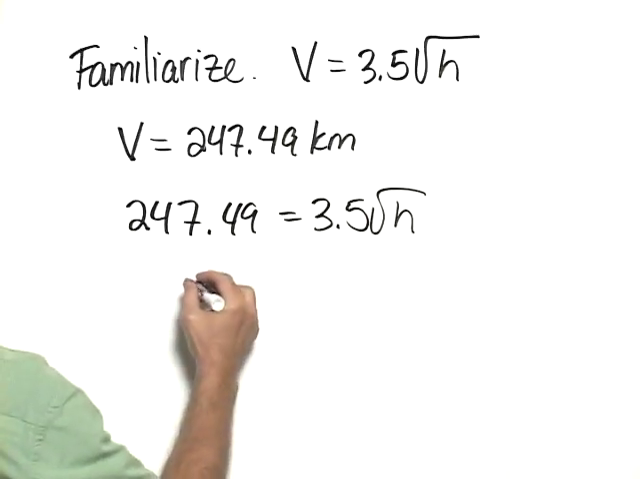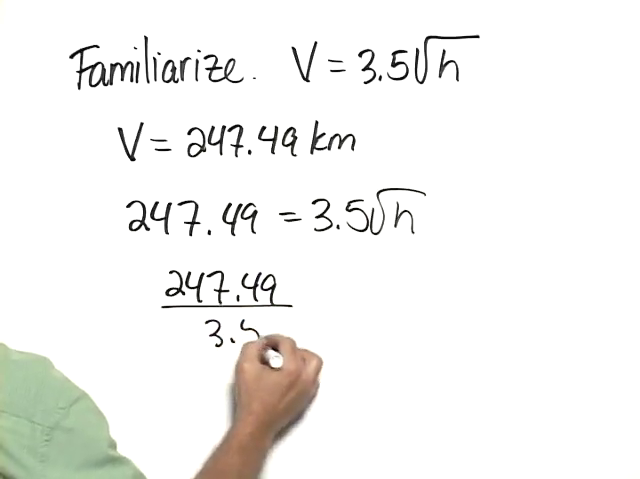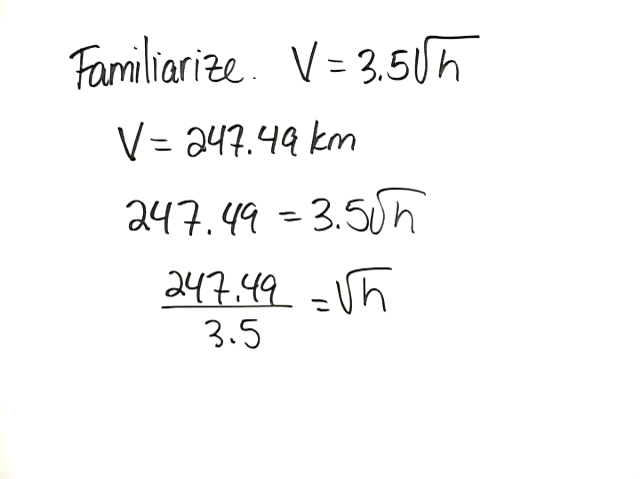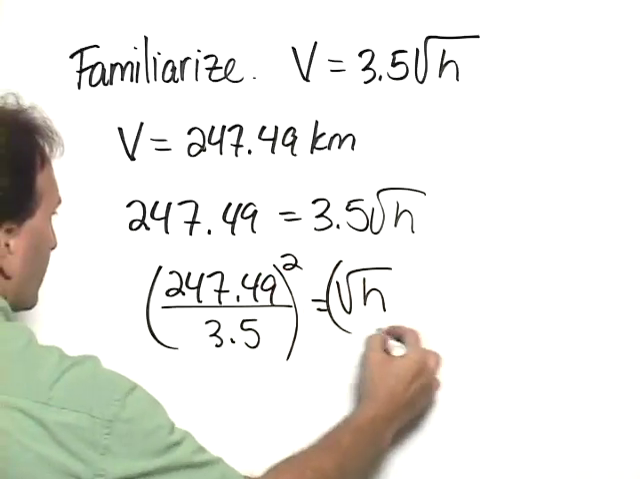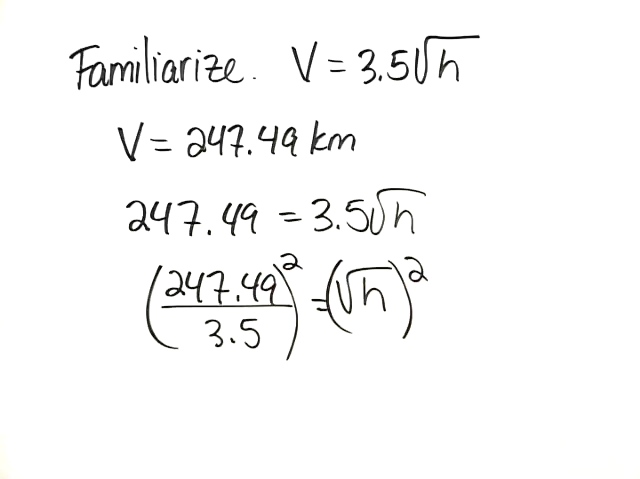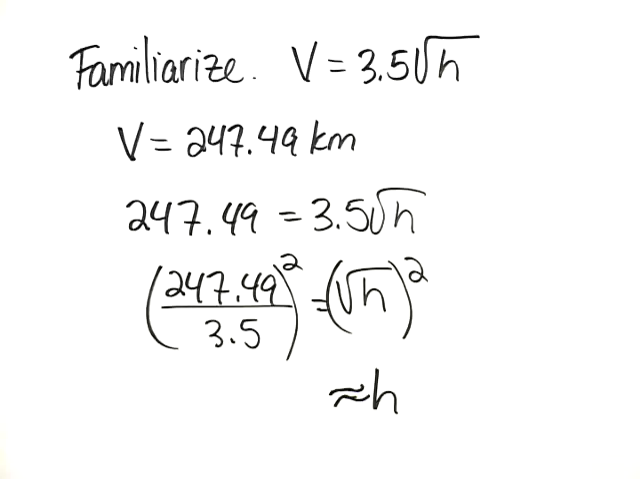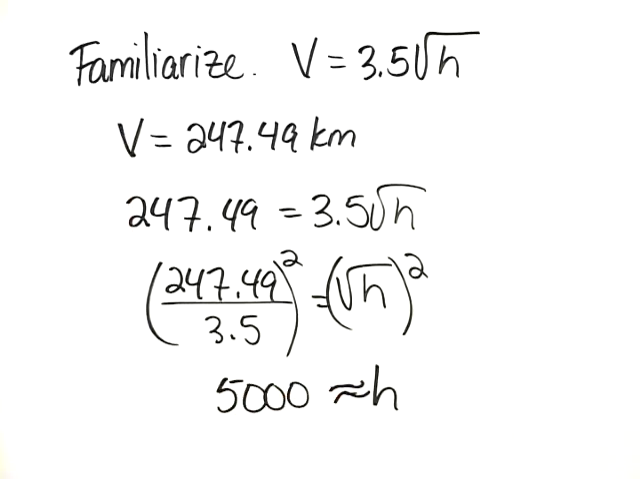Divide both sides by 3.5. 247.49 divided by 3.5 equals the square root of h. Now, to solve for h, we would square both sides. On the right-hand side, of course, it gives us h. And in fact, at this point, you would substitute it into a calculator, and it will give us an approximate value of h of 5,000. That was the carry-out step where we solved for h.